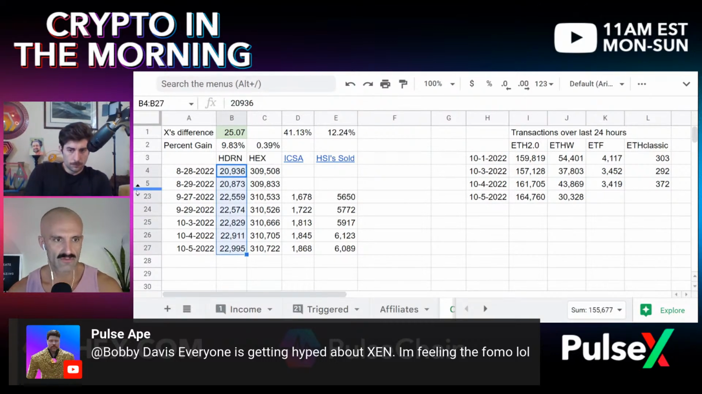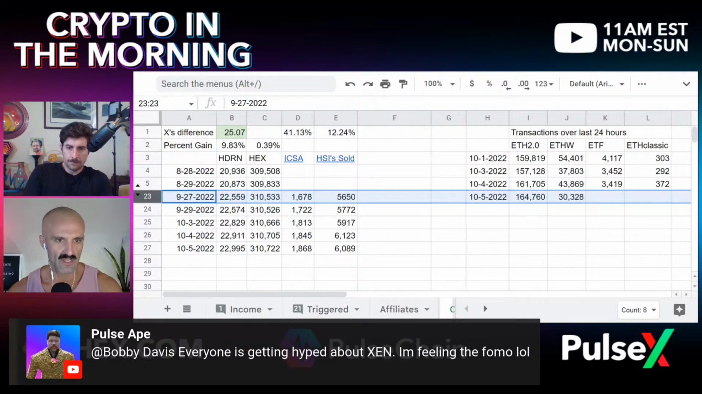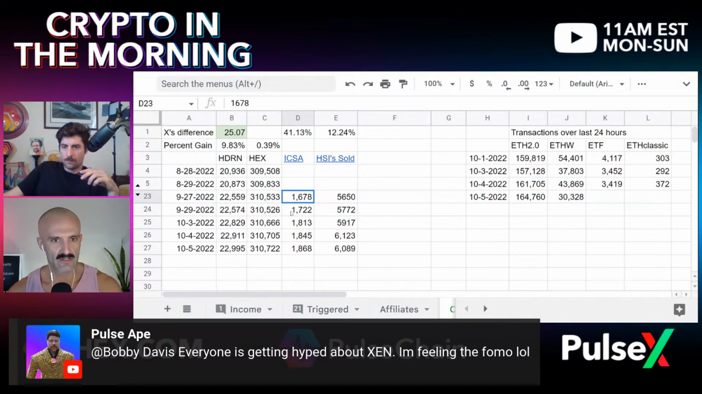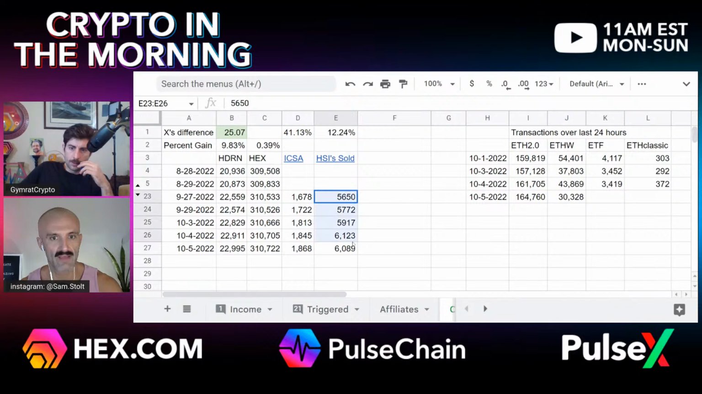And I've been tracking, there's data here in the middle too, but I'm just hiding that data to make it look cleaner. And then you have ICOSA that I started tracking around the end of September. And then you have HSIs, right? This is the number of HSIs that have been sold to the ICOSA contract. Okay, let's take a look at this.